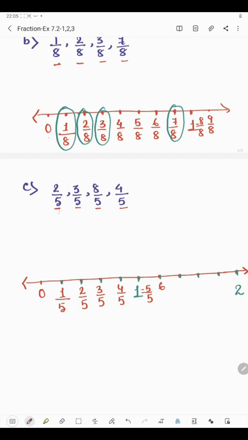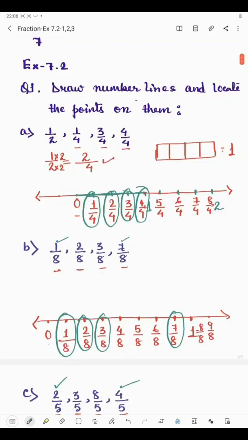Then we have after 5 by 5 is 6 by 5, 7 by 5, 8 by 5, 9 by 5, then this is 10 by 5. 10 by 5 means 2. So we will have to locate 2 by 5 on the number line. So here it is. Then 3 by 5. Then 8 by 5. And lastly we have 4 by 5, which is here. So this way we will have to locate the points on the number line.